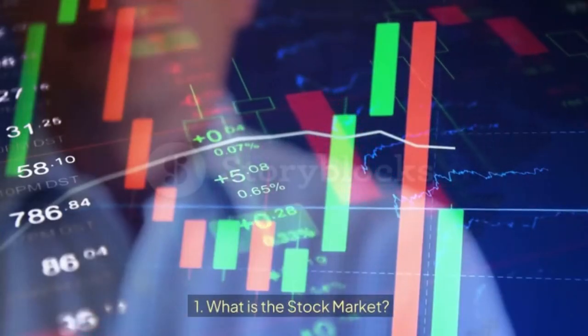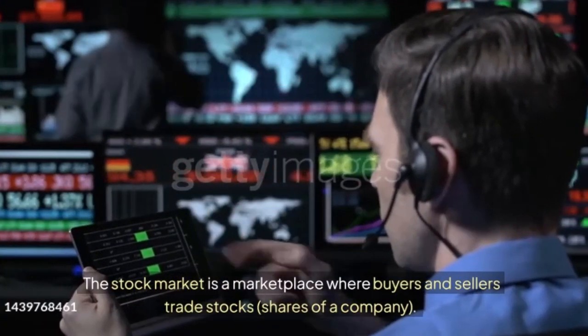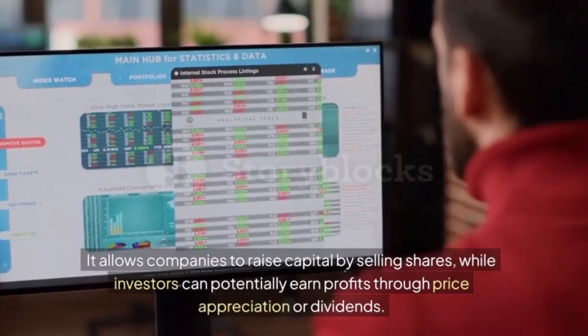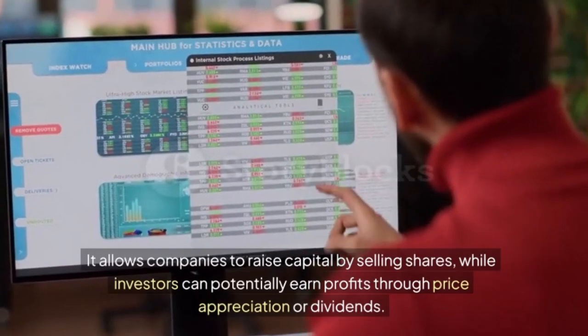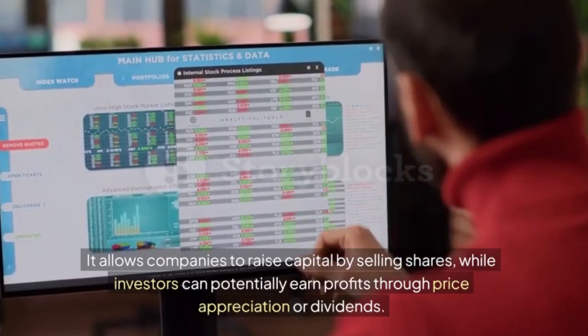1. What is the stock market? The stock market is a marketplace where buyers and sellers trade stocks, shares of a company. It allows companies to raise capital by selling shares, while investors can potentially earn profits through price appreciation or dividends.